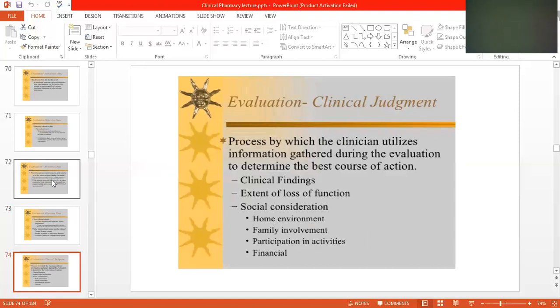The process by which the clinician utilizes information gathering, including the evaluation, to determine the best course of clinical findings and extent of loss of function. Social consideration is also very, very important: home environment, family involvement, participation in activities, financial condition of the patient and family. This is very important.